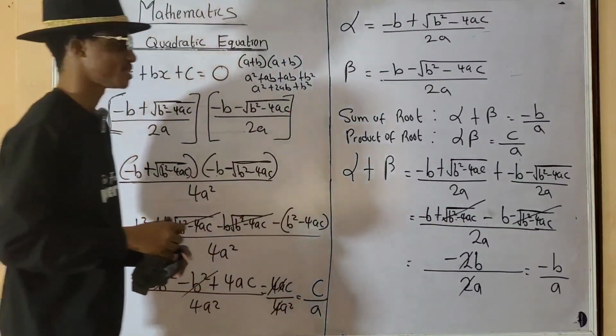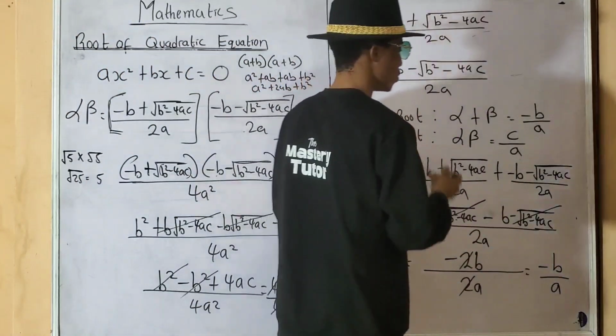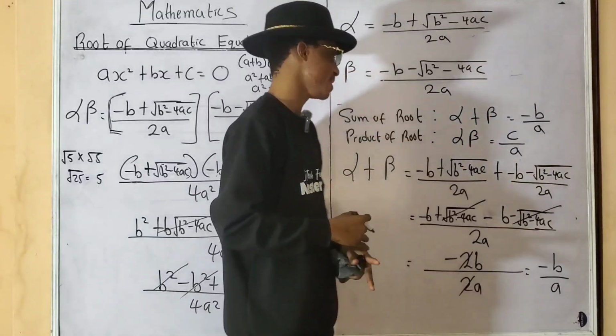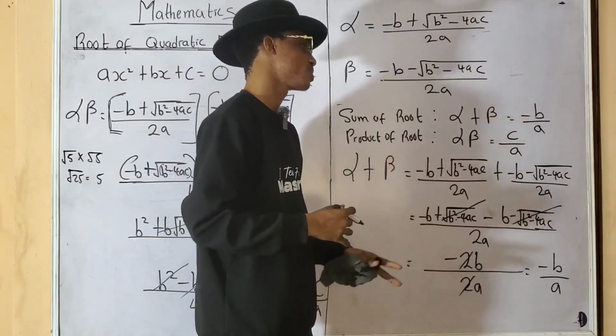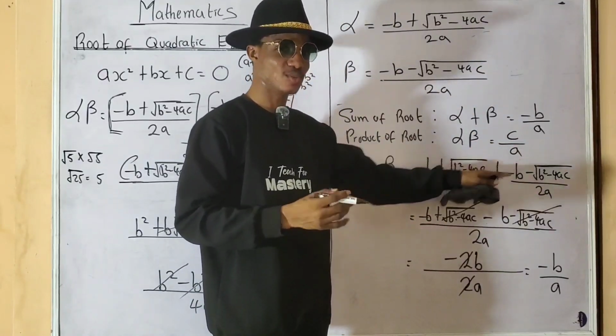Okay. Please take note of this. The sum of roots is negative b all over a. And the product of the roots is what? c all over a. Do not forget.